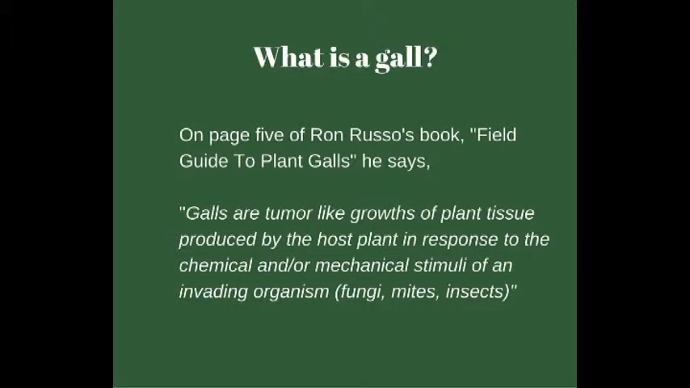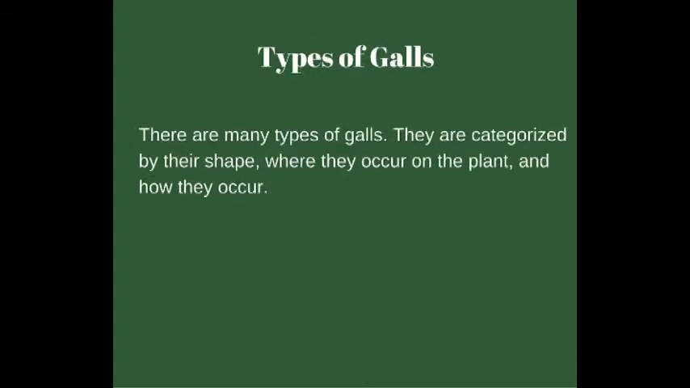So, what is a gall? Well, on page 5 of Ron Russo's book, Field Guide to Plant Galls, he says, galls are tumor-like growths of plant tissues produced by a host plant in response to a chemical and/or mechanical stimuli of an invading organism, a fungus, mites, or an insect.